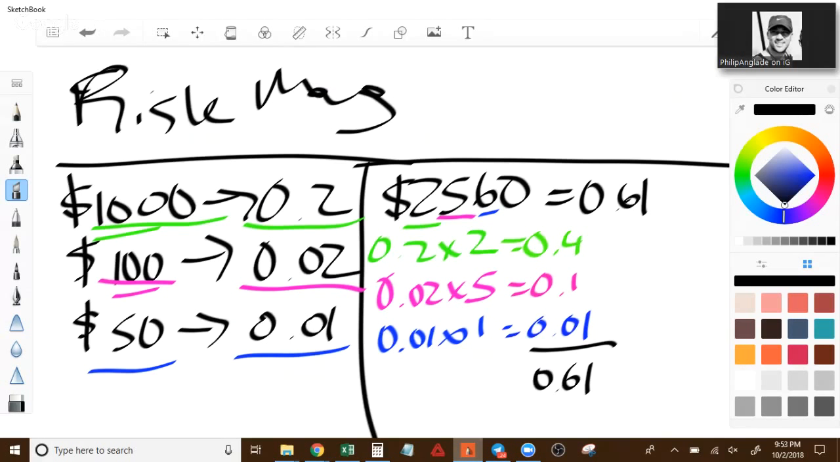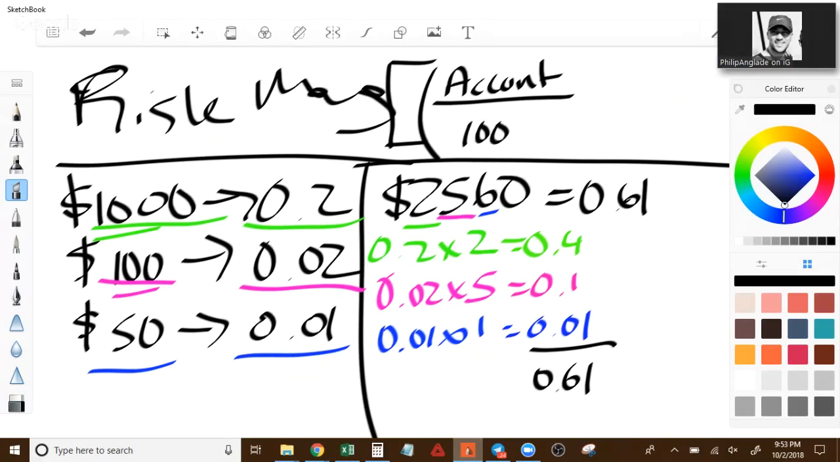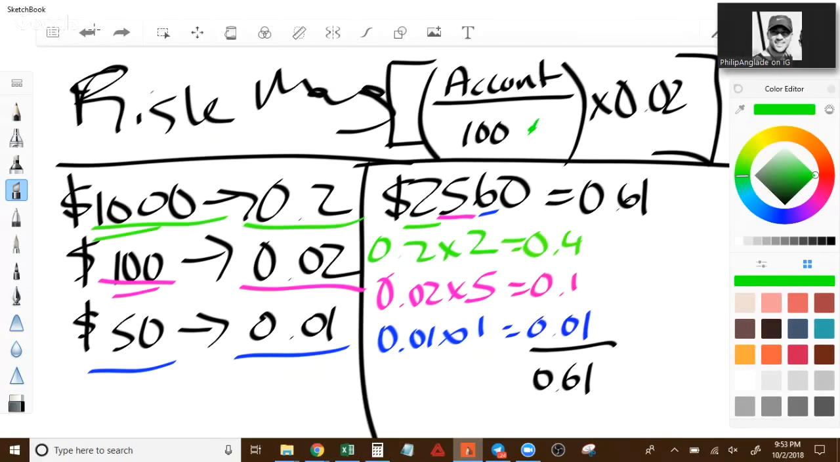I have a formula that you can use that'll make it kind of easier. Let's say this is the formula. The way that you do it is you take your account balance divided by 100. Multiply by your risk management, so in this case, the risk management is 0.02. You find this one out first. You do this first. Then you do this.